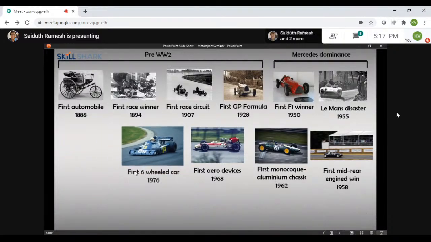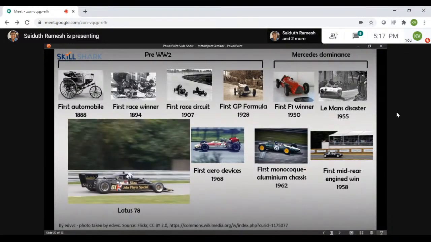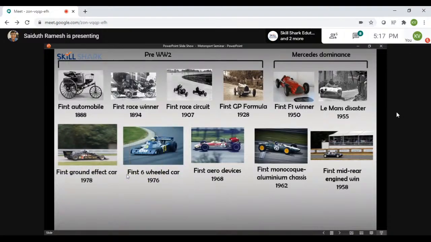Now we move on to the next car. This is a Lotus 78. Now this was a turning point for aerodynamics. What this car used was something called ground effect, which means that, imagine you have a car and it's close to the ground. Air gets accelerated underneath the car between the ground and the car. And what that does is it creates a suction. So in essence, it creates downforce. It presses the car down just like any other aerodynamic device.